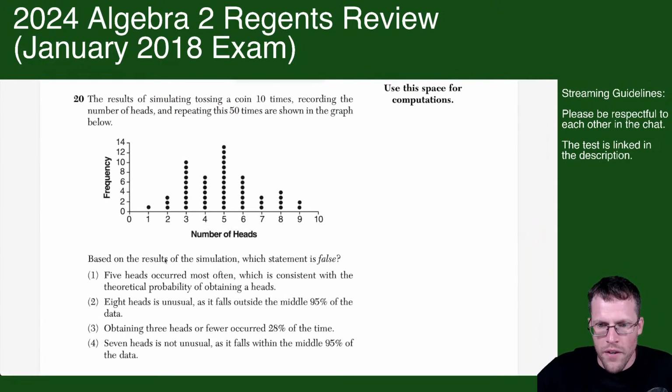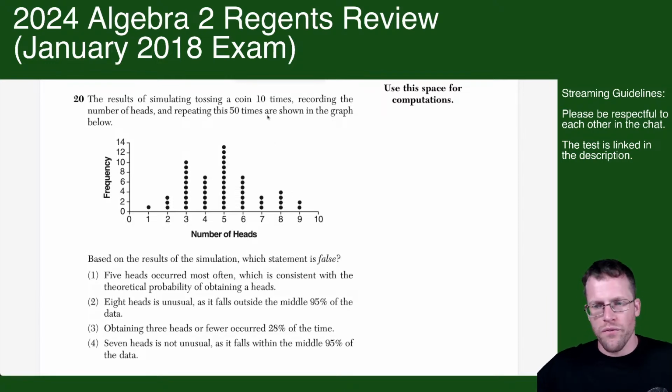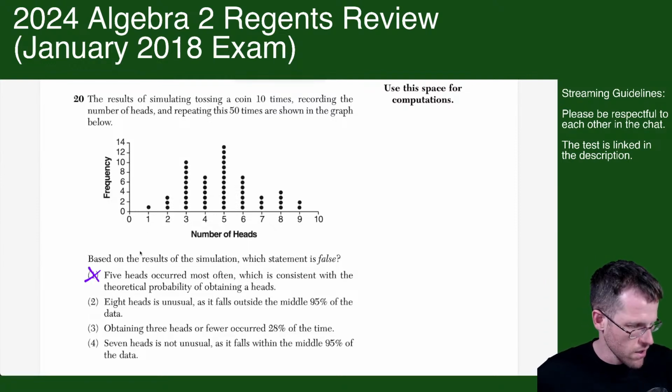Okay, 5 heads occurred most often. That's true, which is consistent with the theoretical probability of obtaining heads. Yes, there is a 50% chance when you flip a coin that you'll get heads. Sure, this one is true, so 1 is not likely the answer, but if we need to double back to it, then we will.